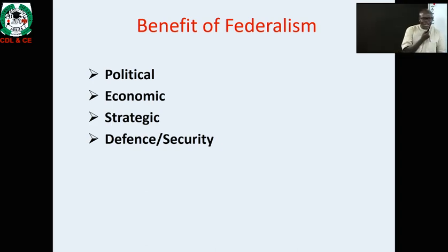Then the next benefit of federalism is strategic. There are situations where a nation that has federated will be required to focus on the need to identify areas where it can explore to better the lot of its citizens. So when federalism is in existence and the leaders are people oriented, then such leaders will try as much as possible to guide the interest of the masses in such a manner that at the end of the day, the public good will be attained.